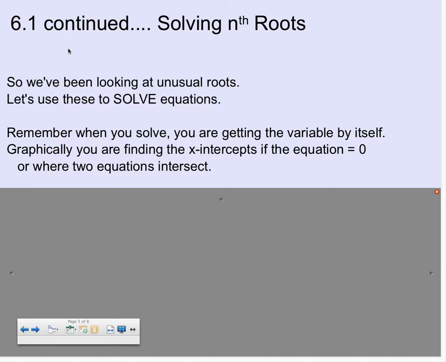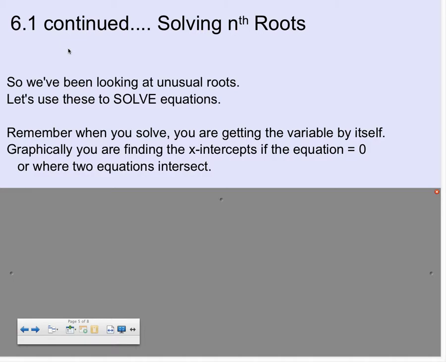So far what we've been doing is looking at unusual roots. Remember we made that big chart on Friday, and we would take 4 to the 5th power, or the 6th root of some really big number like 128 or something. We're going to use that chart that we made on Friday to solve equations today.